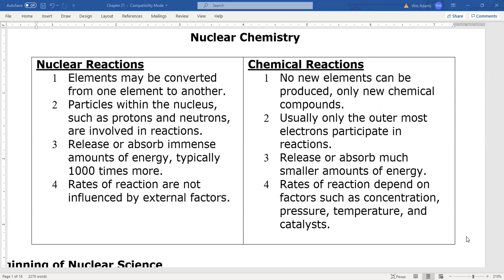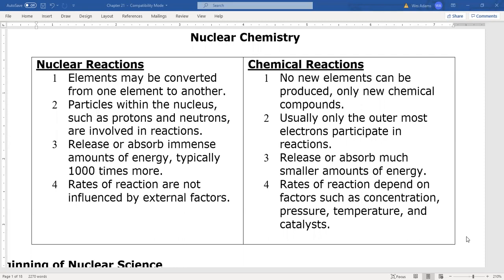For the nuclear reactions, particles within the nucleus, such as protons and neutrons, are involved in the reactions. But in chemical reactions, usually only the outermost electrons are involved, and we're looking at those electron interactions to form chemical bonds. Third, nuclear reactions tend to absorb or release much more energy, typically 1,000 times or more, where chemical reactions are going to absorb or release much smaller amounts of energy. That becomes very important when we start talking about nuclear power.